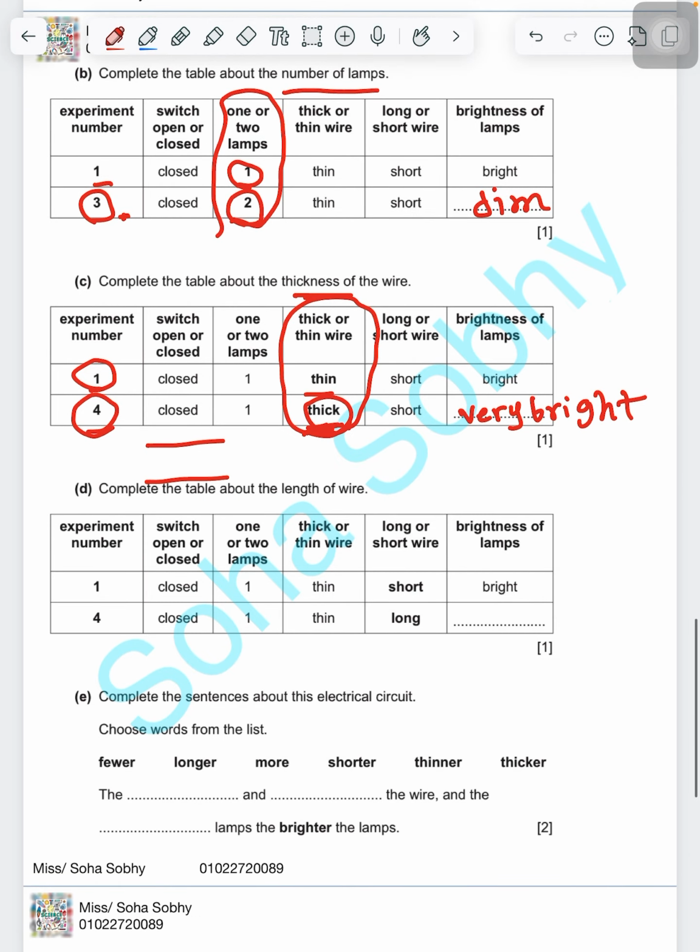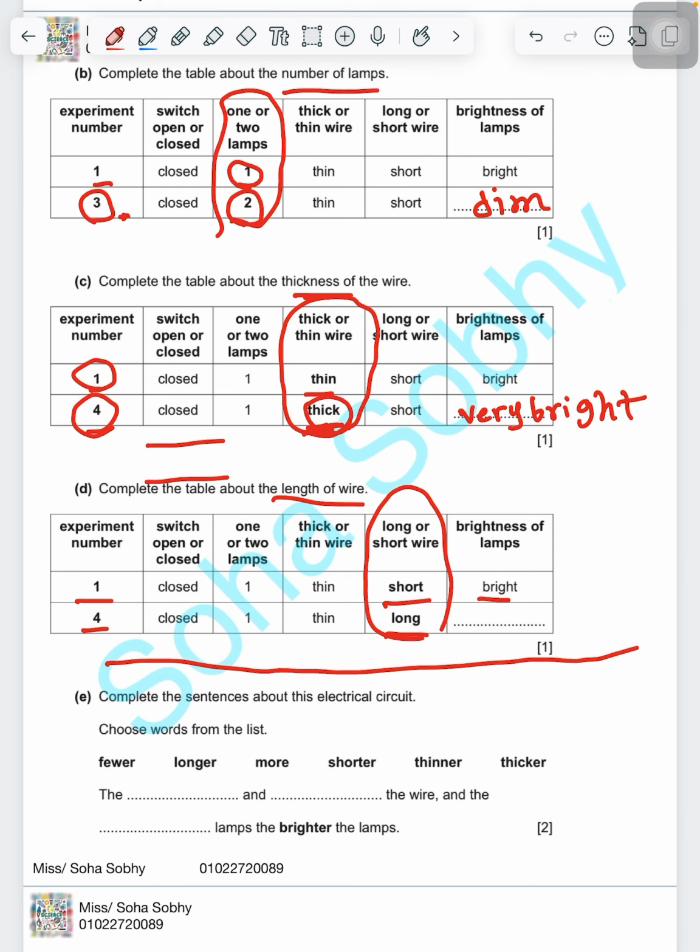Complete the table about the length of the wire. Long or short wire. At 1 it's short, at 4 it's long. Here it's bright. What do you think? If you have a long wire, electricity will be tired from moving. If you have a long path, you will be tired. Also electricity will be tired. So here we will write dim, because the brightness of the lamp will be dimmer.